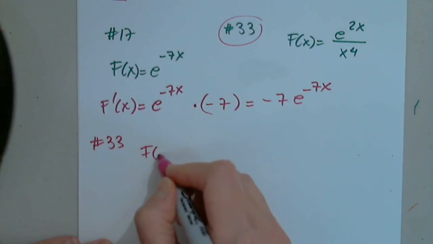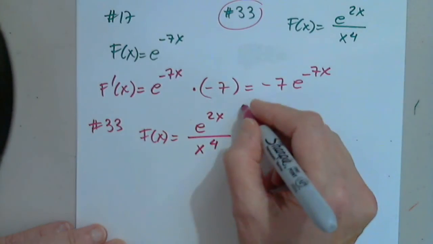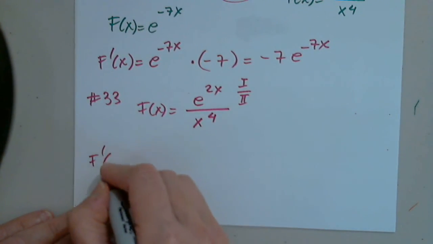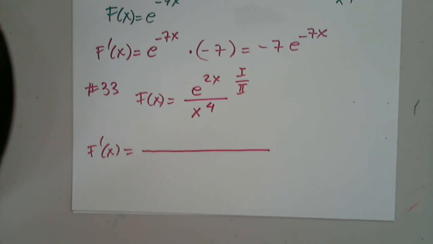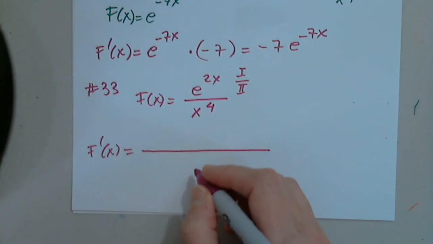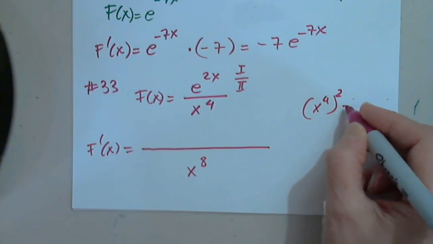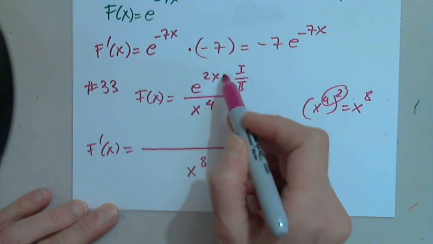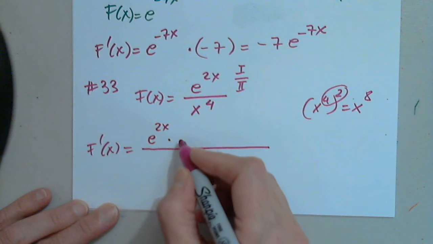It requires a little bit more work, because now I have function 1 divided by function 2, so I have to use the quotient rule. What do we have in the denominator when we apply the quotient rule for this function? x to the 8th. The square: x to the 4th, squared, copy the base, multiply the exponents. Now the numerator. I have to differentiate the numerator, so I get e to 2x times the inner function prime, which is?